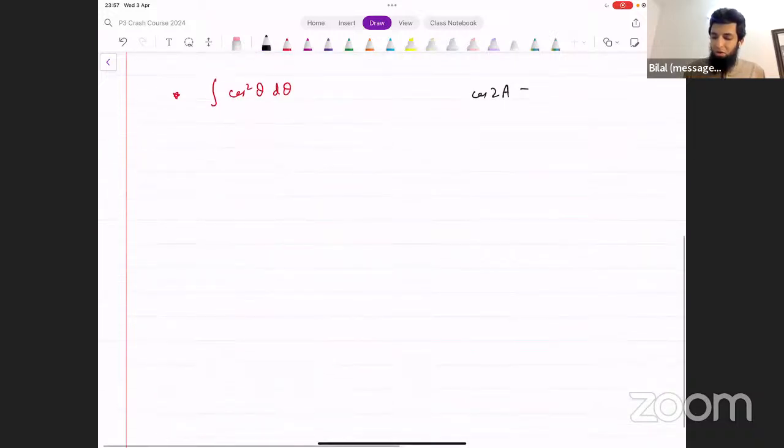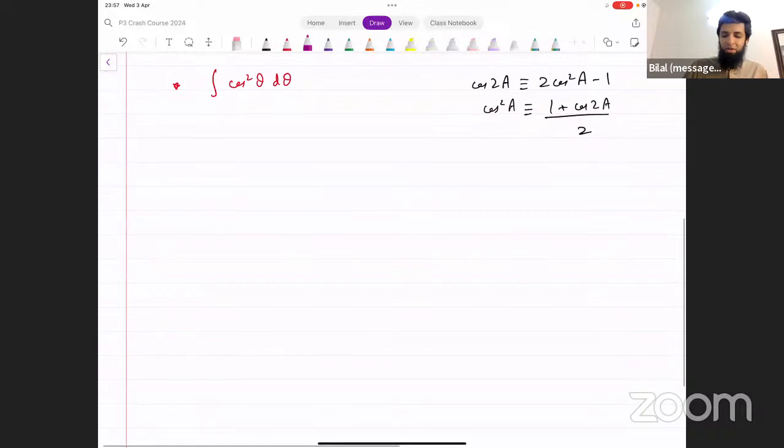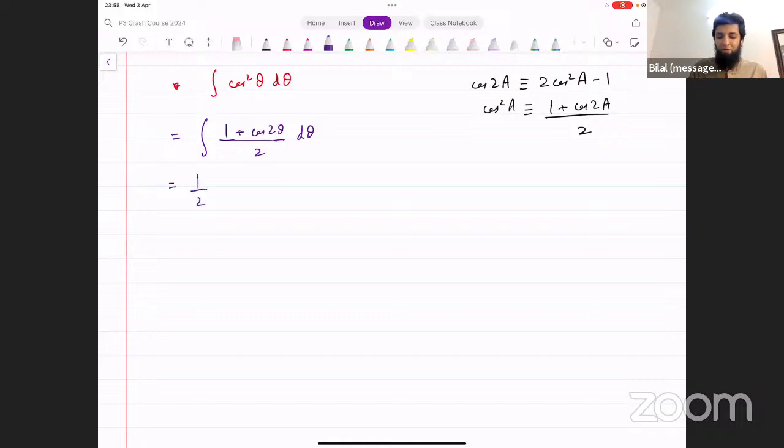Cos 2a is also 2 cos square a minus 1. If you make cos square a the subject in this case, that gives you 1 plus cos of 2a whole divided by 2. And you could replace cos square theta with this now. You would say this is 1 plus cos of 2 theta divided by 2 with respect to theta. Okay, and then similarly to what we did above, you could write 1 over 2 outside. Inside, we're left with 1 plus cos of 2 theta with respect to theta.